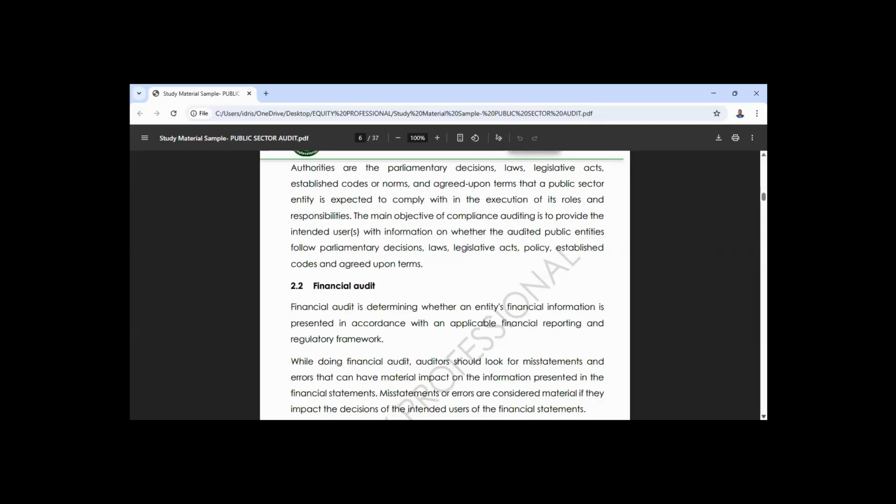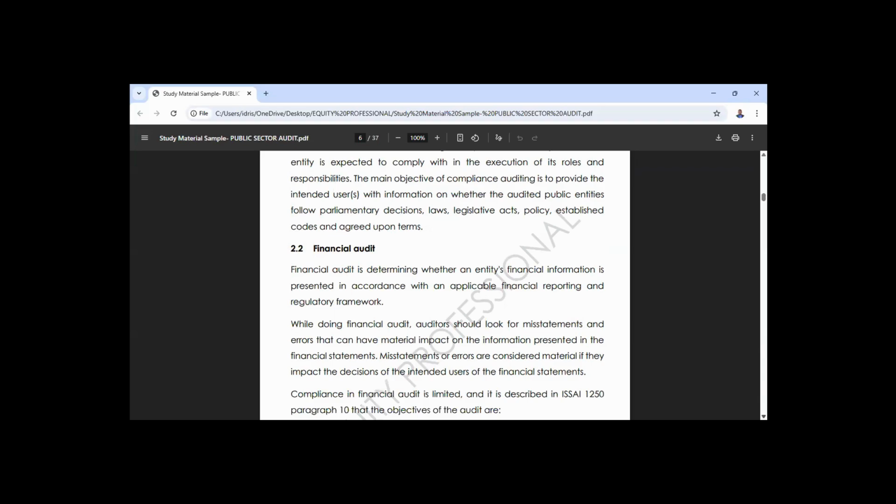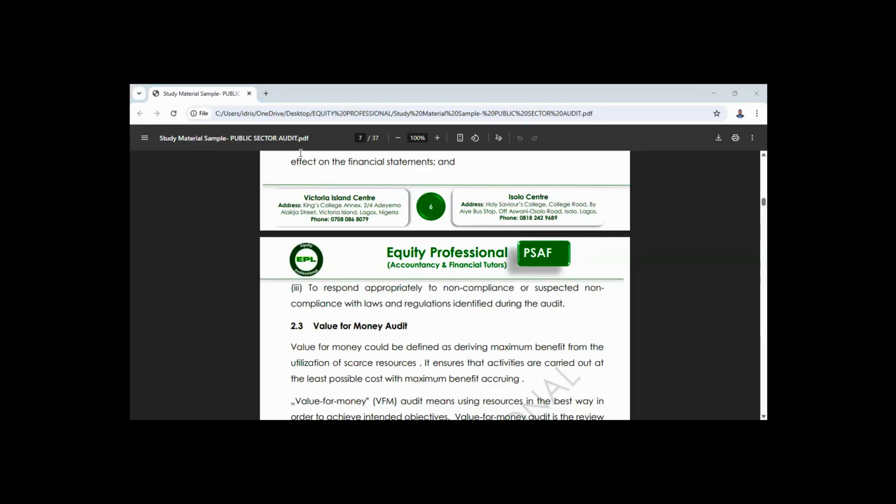In this financial audit, the auditor will use the financial audit to establish whether the financial statement prepared by the public sector is in line with the relevant international public sector accounting standard. And this financial audit is also used to determine whether there are no material misstatements or errors that will have a material effect in the financial statements. That is what financial audits have to deal with.